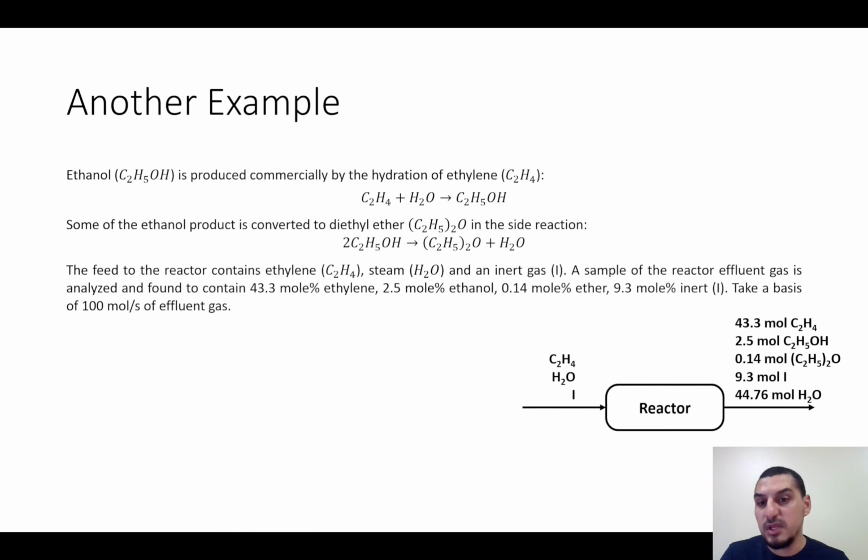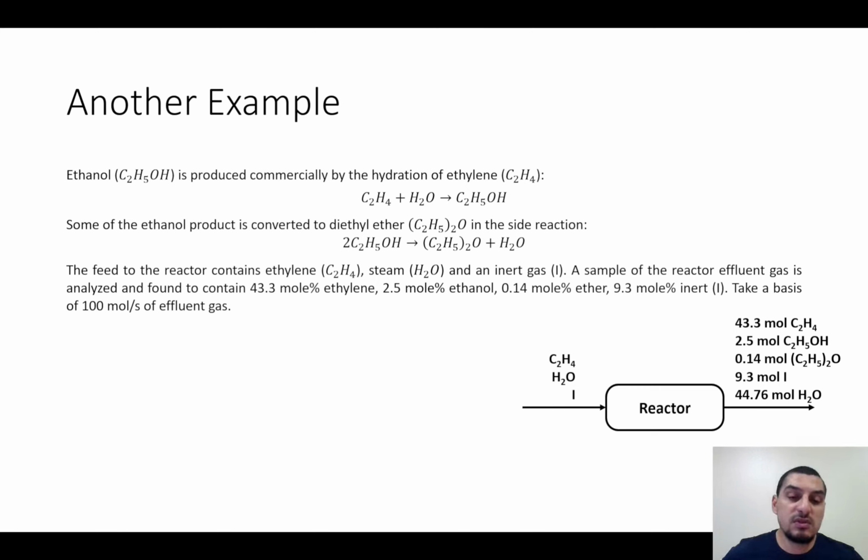Let's take another example here for ethanol production using the reaction of ethylene with water. And this is the first reaction. The second reaction, we have 2 molecules of ethanol reacting to produce diethyl ether and water. And we know the feed to the reactor, which is ethylene, water, and inerts. We don't know any flow rates, we don't know any compositions, and we know the flow rates of all the components in the product stream. And I don't want to solve the problem, I just want to perform the degrees of freedom analysis.